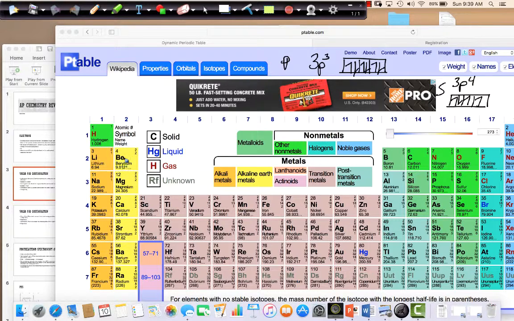So beryllium should also be diamagnetic. Magnesium should be diamagnetic. I could also see that Mg plus 2 would be diamagnetic because if I remove those 2 electrons, I'm still going to have a full sublevel at the end, which means everything should be paired.